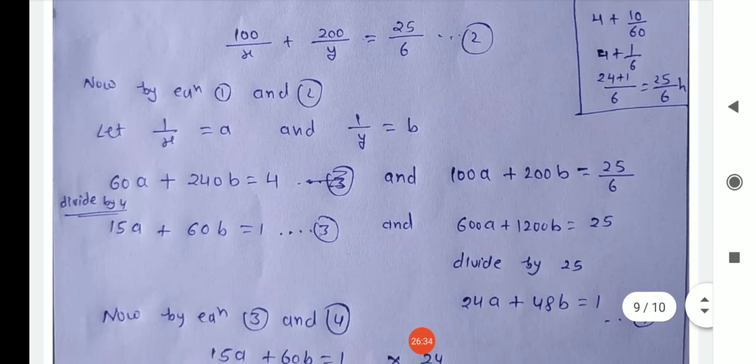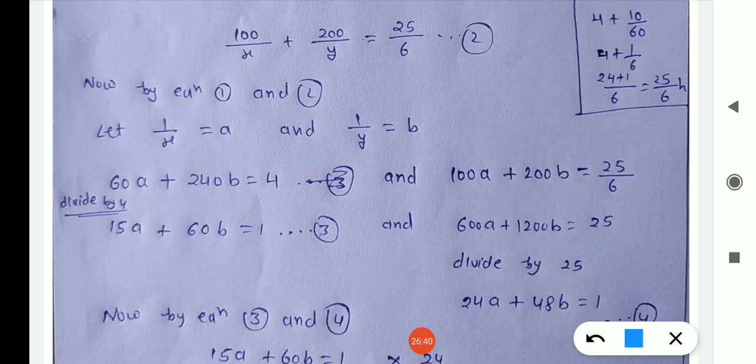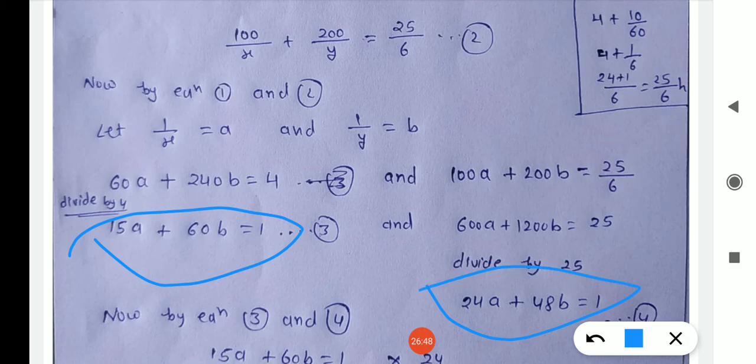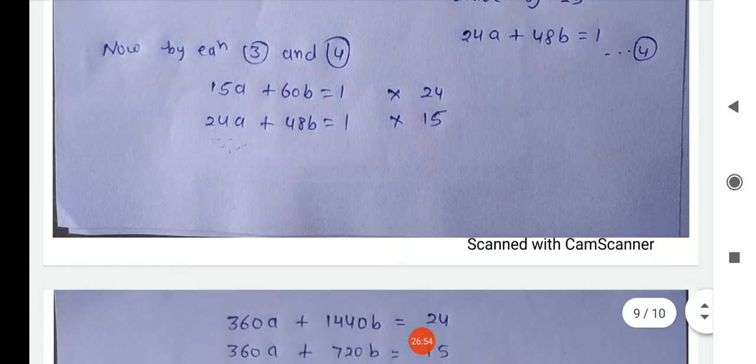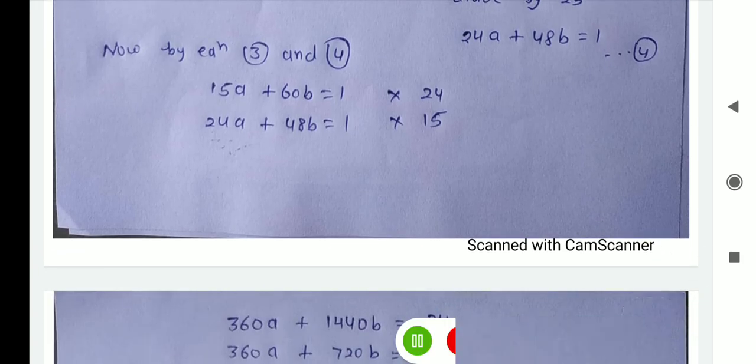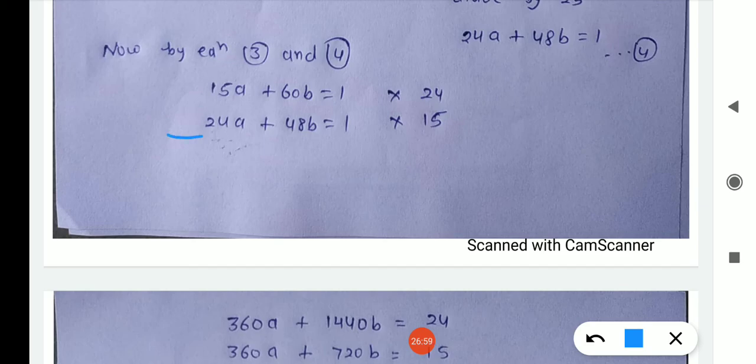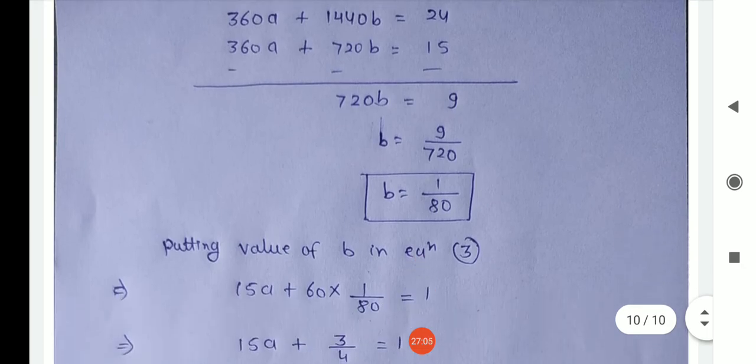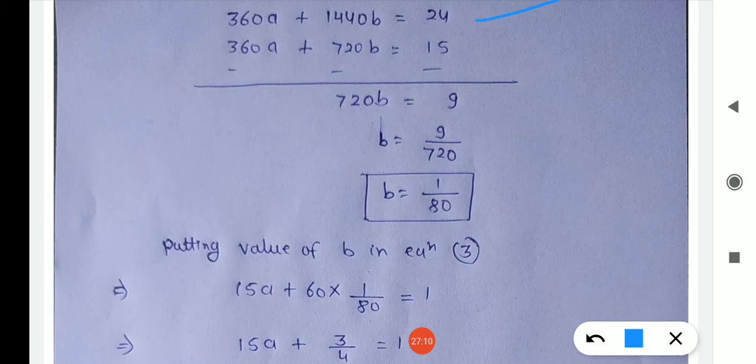Now let 1 upon x equal a and 1 upon y equal b, and put in equations 1 and 2. Simply this equation becomes 15a plus 60b equal 1 and this becomes 24a plus 48b equal 1. From equations third and fourth we find the values of a and b by using the elimination method. So we multiply 24 in this equation and 15 in this equation. It simply becomes 360a plus 1440b equal 24 and the second one is 360a plus 720b equal 15.